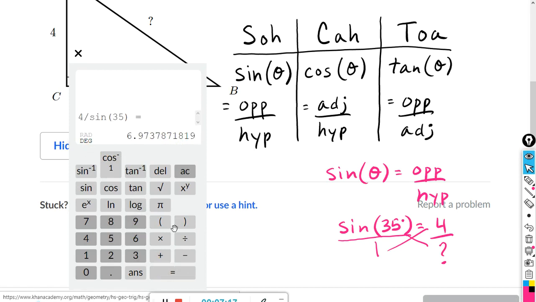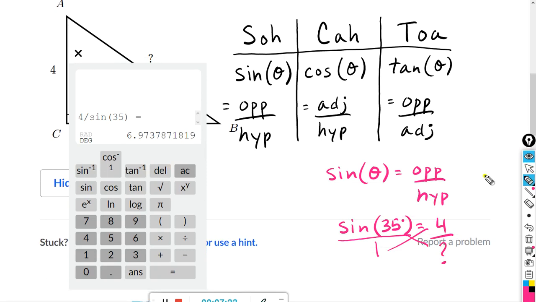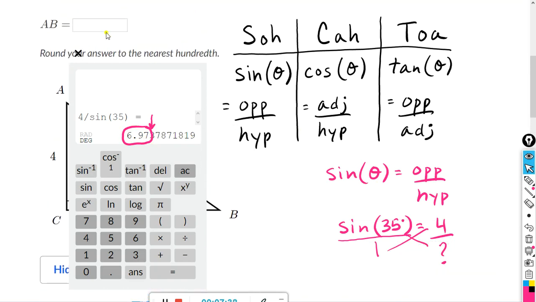Hit equals. Okay, and it always says round to the nearest hundredth. So you look at the third decimal, and since that decimal is less than 5, we just round it down. So we keep it as 6.97. And you put that in the box. 6.97.